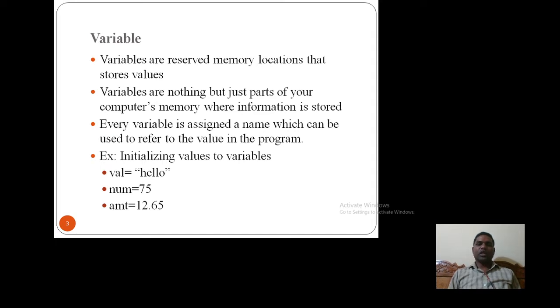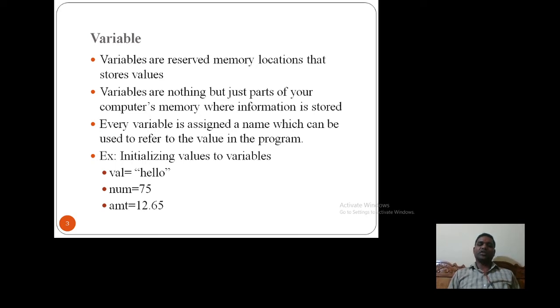So based on that memory you can store the files, and in the same way in our Python program we require memory from the computer to store our variables. So variables are reserved memory locations. The computer will allocate some memory for those variables and their values. Every variable is assigned a name. In my program I may have n number of variables, as I said in the last class. To identify those variables I need to assign a name to each and every variable. These names we call identifiers. Each variable's name is used to refer to the value in the program.